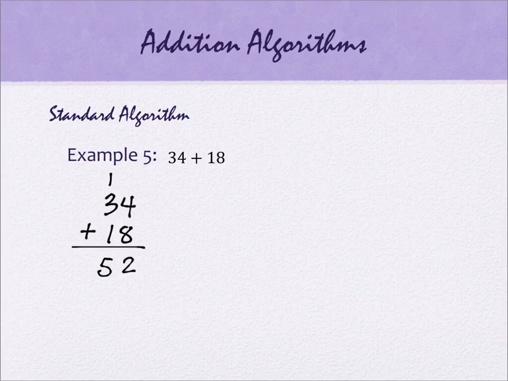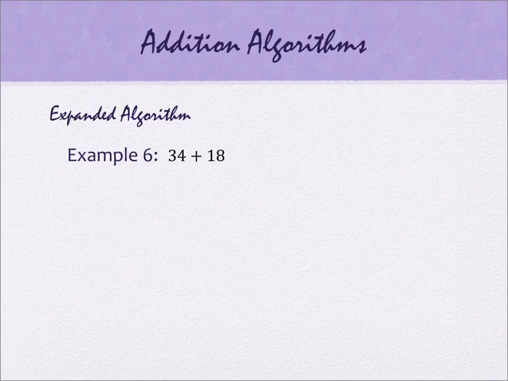So you're right. Now there's kind of an in-between one of these two. The next one's actually called the expanded algorithm. So it merges a little bit of our standard algorithm with that concrete model. So what we're going to do is instead of writing down 34 and 18, we're going to write down that we have 30 plus 4. And we're going to write down that we have 10 plus 8. So we're expanding it. We've seen expanded algorithm in several places now. This is expanded algorithm written like this.